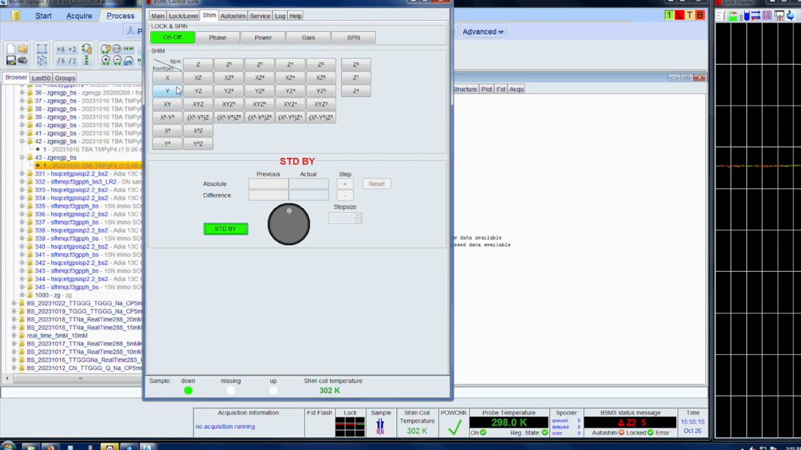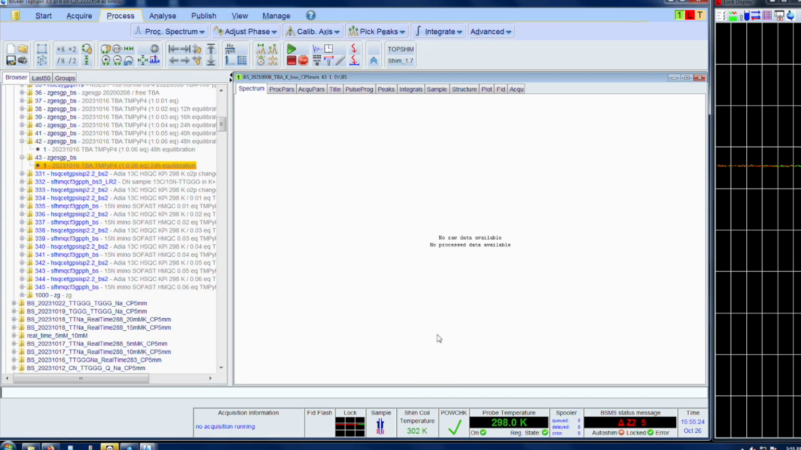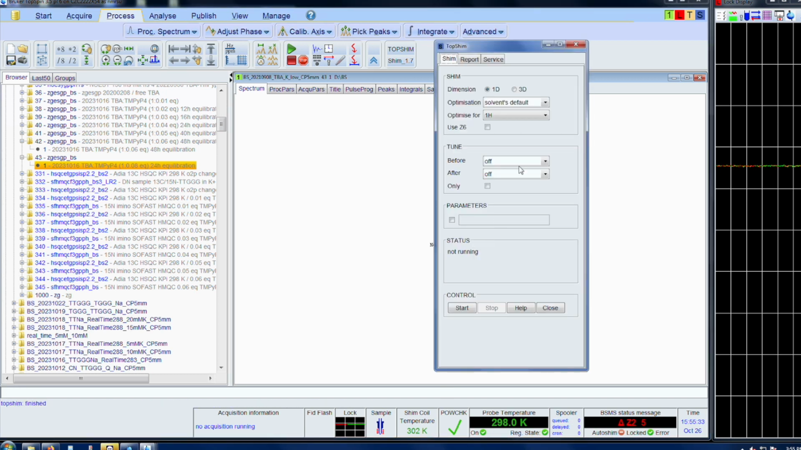Since our experiments are going on gradients, we don't end up spinning the sample. If you spin the sample, then the shims across X and Y get better. So nowadays, there are easier ways of getting this done, which is called gradient-based shimming, which is what I'm going to do right now to give you an idea.